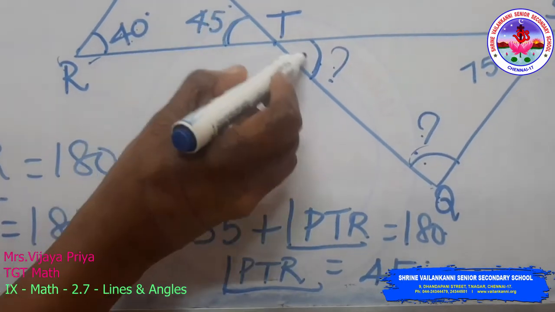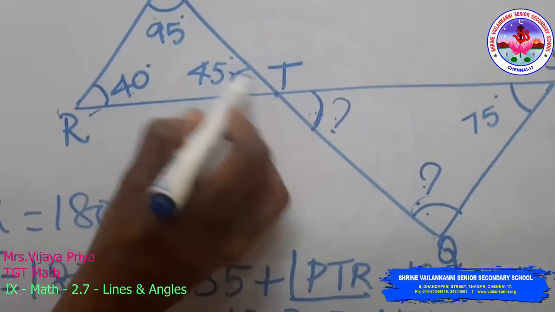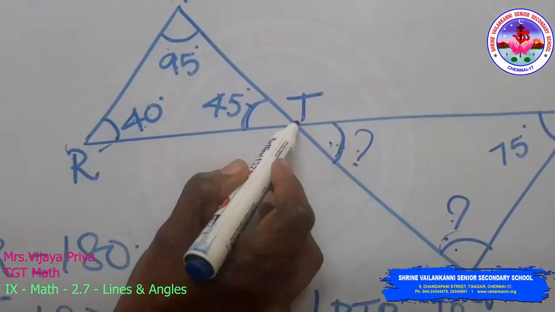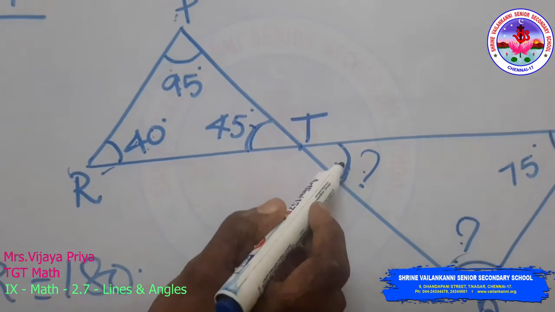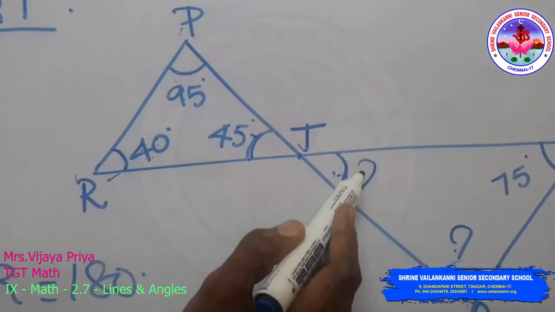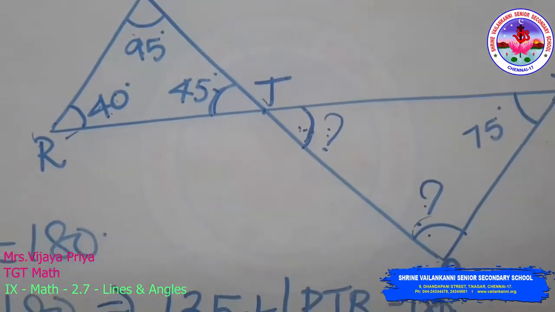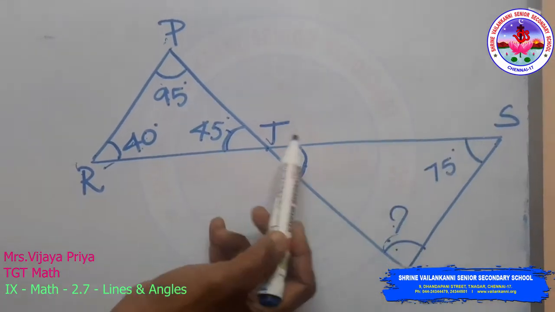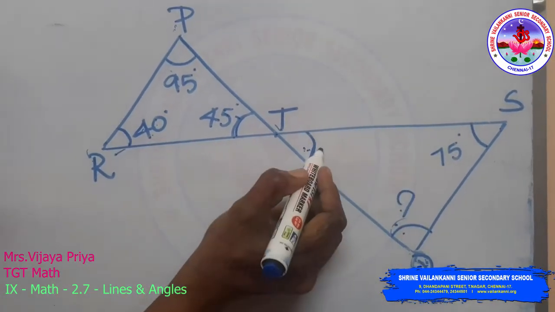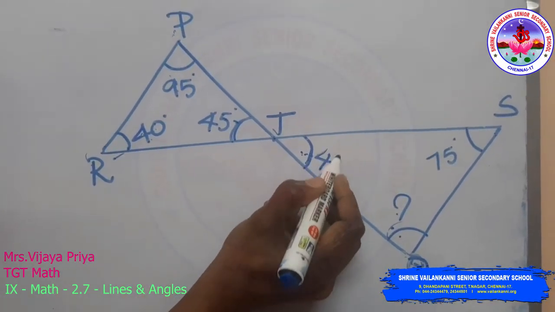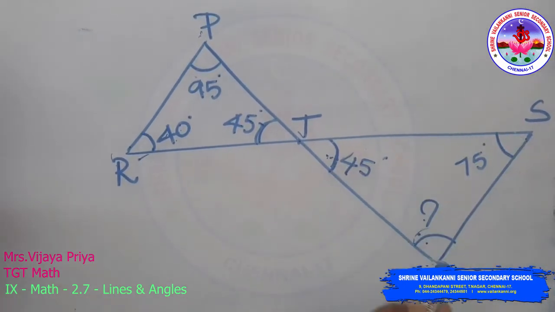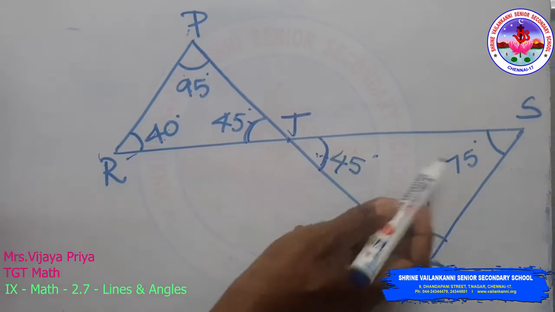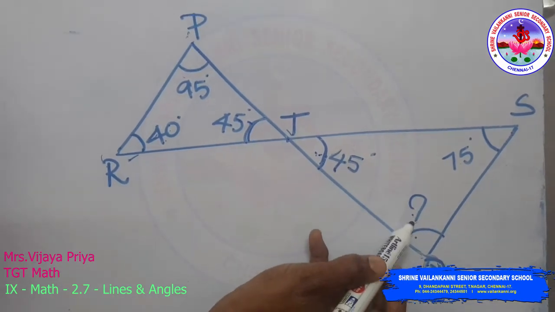So I am connecting this with the vertically opposite angles where two lines intersect each other. My vertically opposite angles are equal. So my STQ will be 45. In the figure, this angle STQ will be equivalent to 45 degrees by vertically opposite angles. Now I am going to take this triangle. Using my angle sum property, I will find out my SQT.